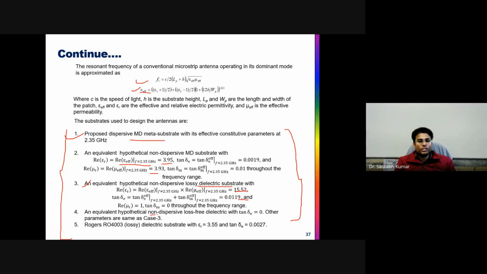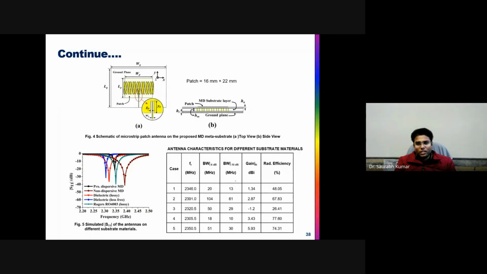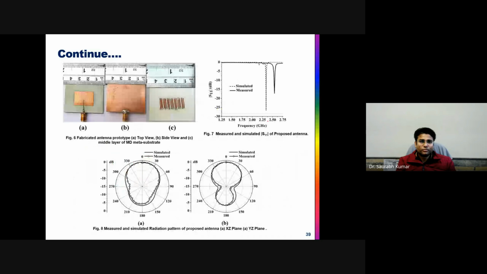Then hypothetical non-dispersive loss-free, where the loss tangent is 0, and the rest is the same value of epsilon r, along with Rogers. All these different substrates are compared. Obviously, the designed one will give you the lower efficiency, while Rogers and the hypothetical materials will give higher efficiency because of the dispersive nature of the designed material. You will lose some performance, but it gives you an idea of how miniaturization can be achieved with a dispersive, magnetodielectric material.